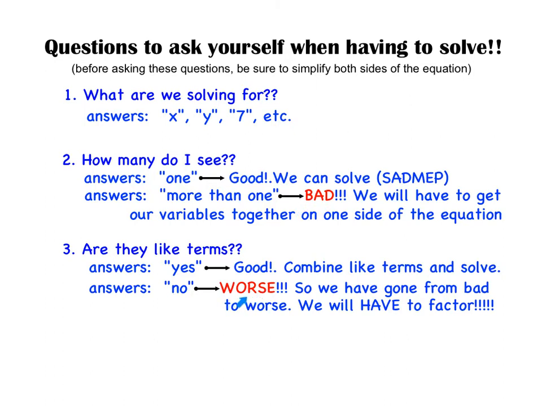We can't even put them together. When we go from bad to worse, you have to factor. That's the only way that you're going to end up solving this. We'll get to factoring later on in these lessons. So just know that at some point, you're going to go from bad to worse. Know that all you have to do is factor.